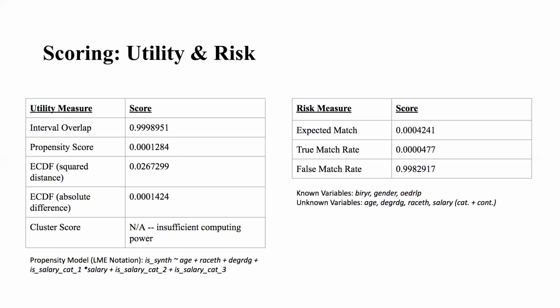Because previously I thought that the high propensity score was just from the fact that it was using many variables for the logistic regression. While the ECDF was just, we took the empirical CDF of the salary, which we thought was the most sensitive and probably the best to compare. So with the squared distance, it's really small, and the absolute difference was even smaller. So it seemed really good.